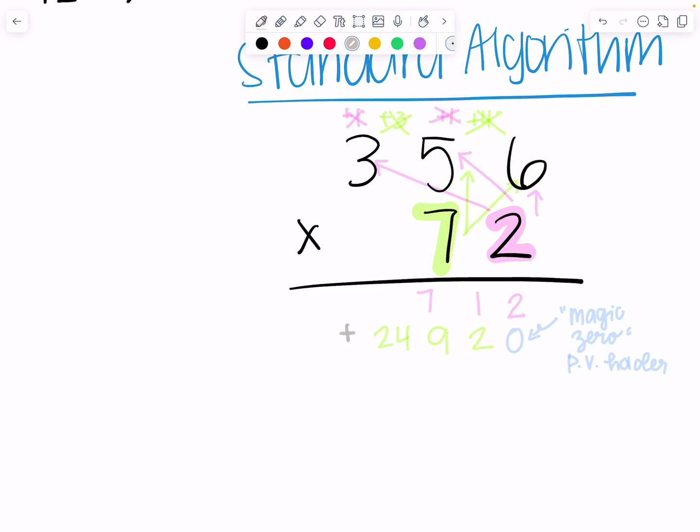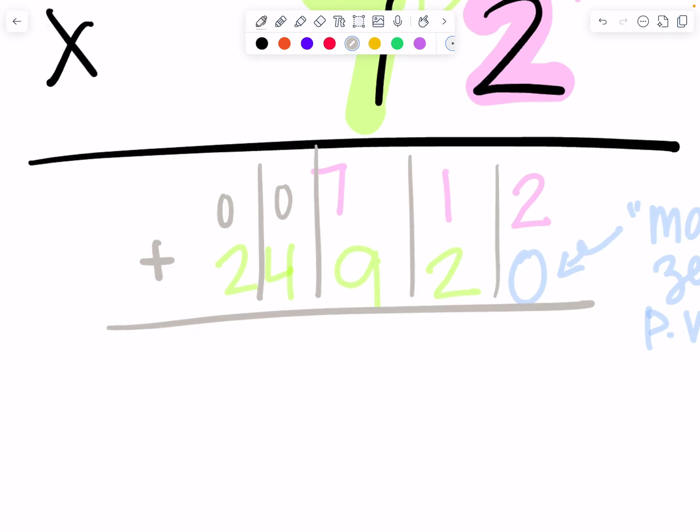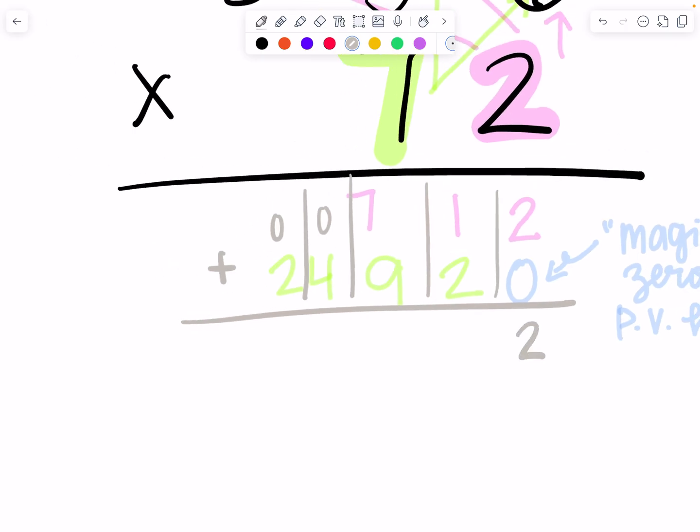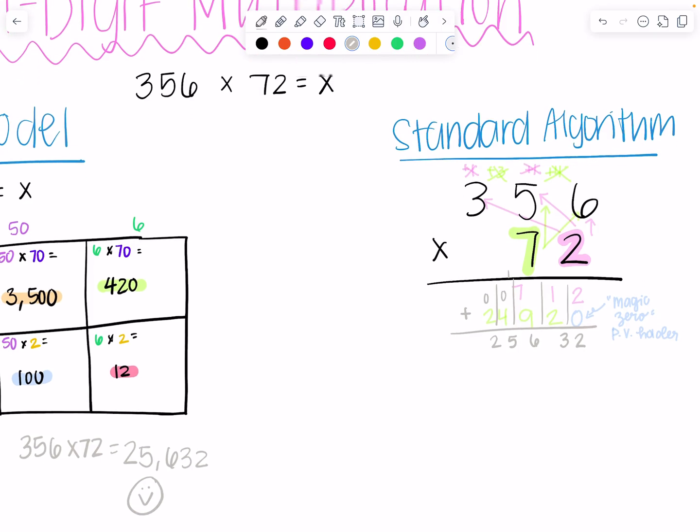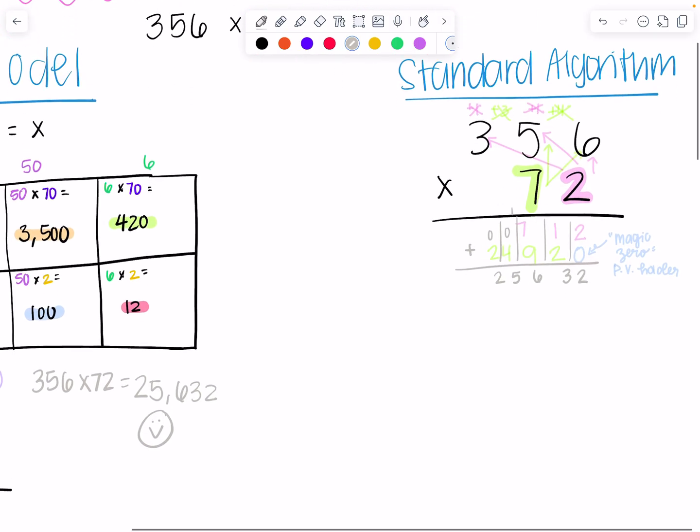So, I'm going to add these up again, just to ensure that I'm not missing anything. 2 plus 0 is 2. 1 plus 2 is 3. 7 plus 9 is 16. Carry the 1. 4 plus 1 is 5. 0 plus 2 is 2. So again, I get 356 times 72 is 25,632.